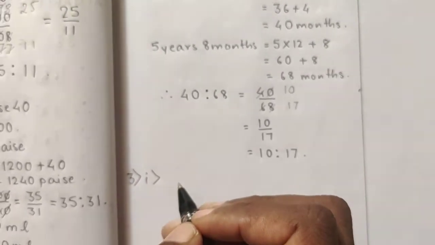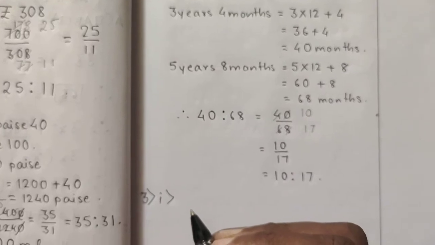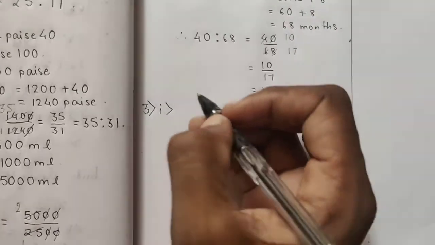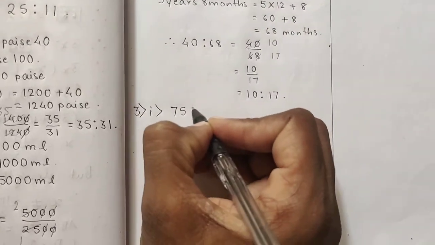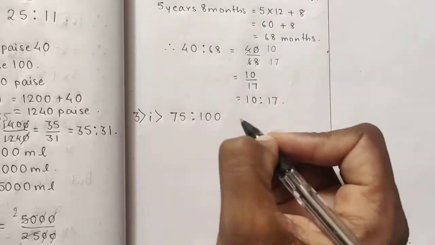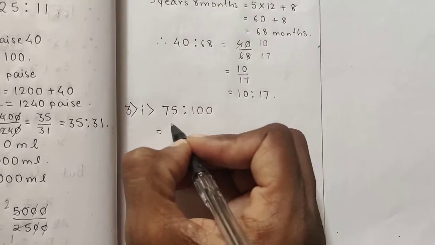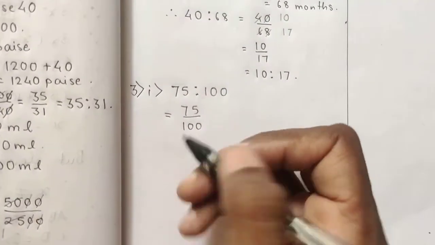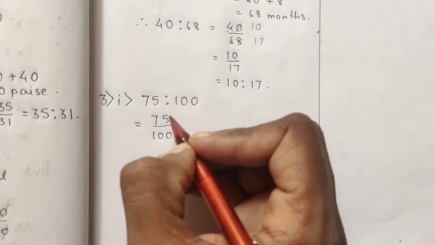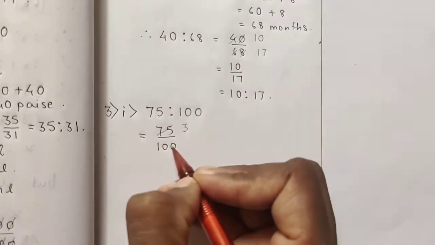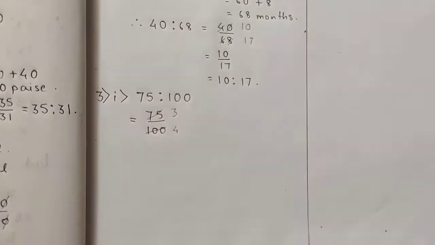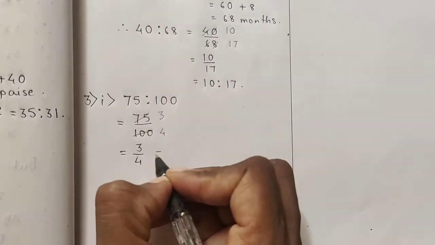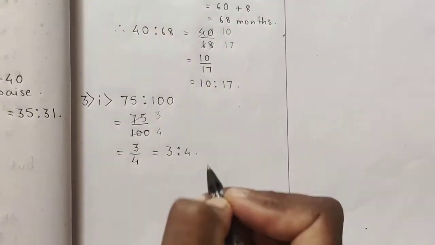Your first question is 75 is to 100. Let us try to solve this. This is 75 upon 100, and if you know the table of 25, you can easily cancel. 25 3s are 75 and 25 4s are 100. So in this case you are going to get 3 upon 4, that is 3 is to 4.